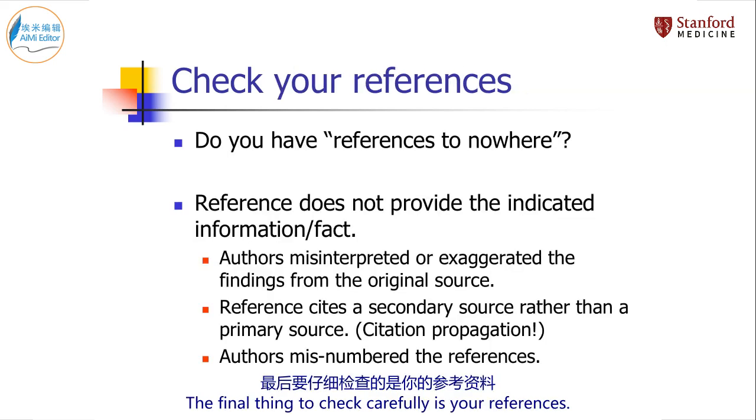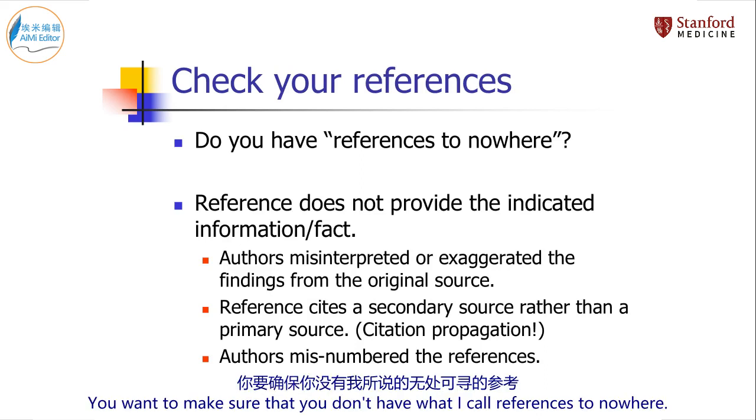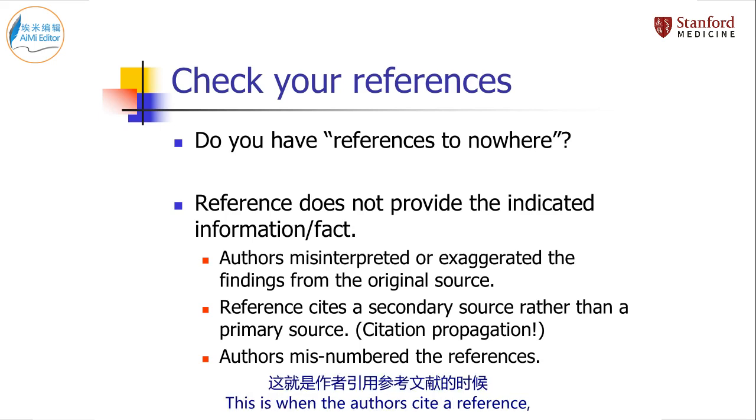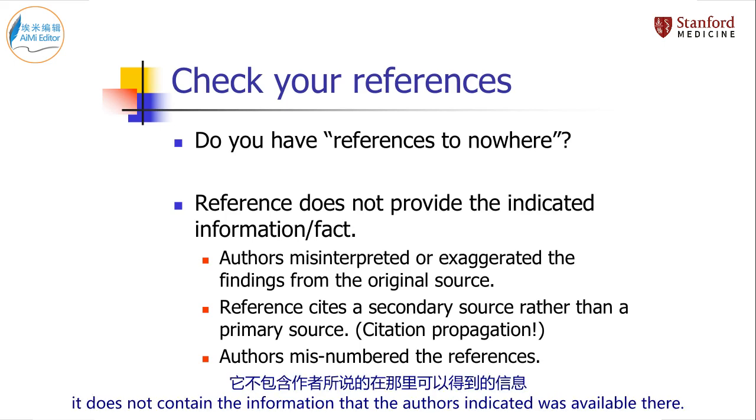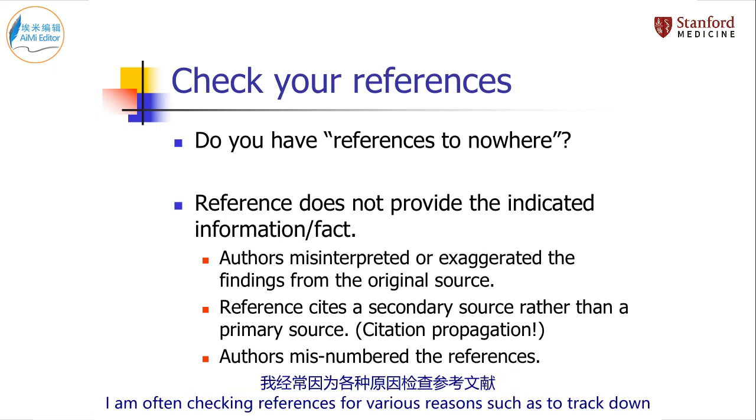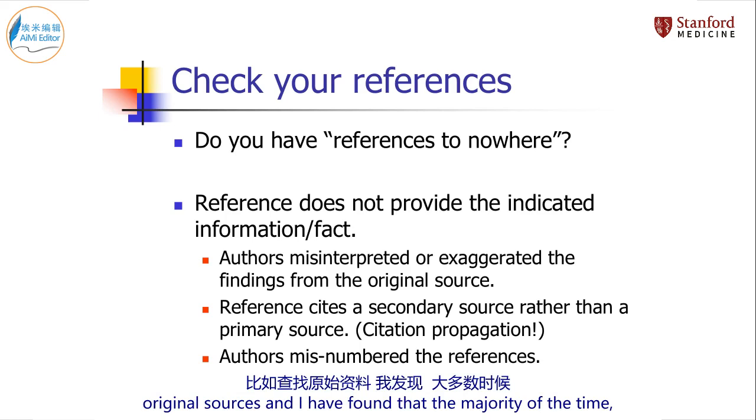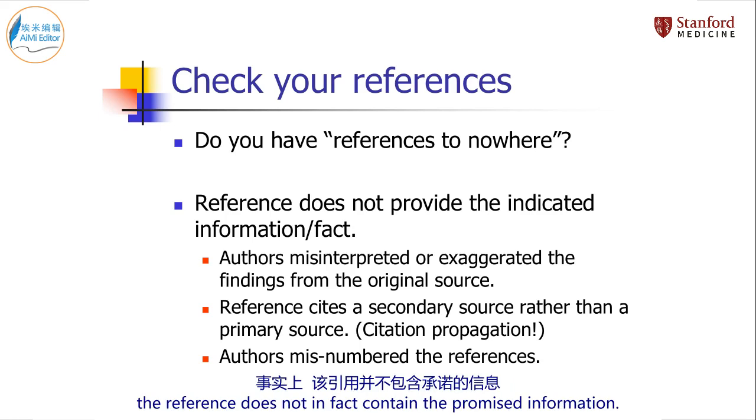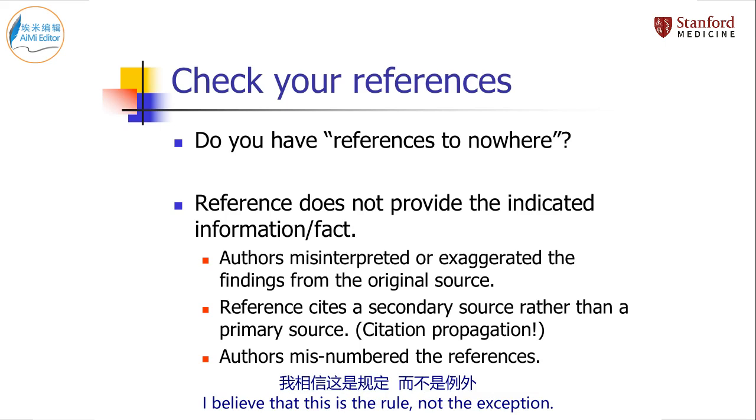The final thing to check carefully is your references. You want to make sure that you don't have what I call references to nowhere. This is when the authors cite a reference, but when you look up that paper, it does not contain the information that the authors indicated was available there. I am often checking references for various reasons, such as to track down original sources, and I have found that the majority of the time, the reference does not in fact contain the promised information. I believe that this is the rule, not the exception.